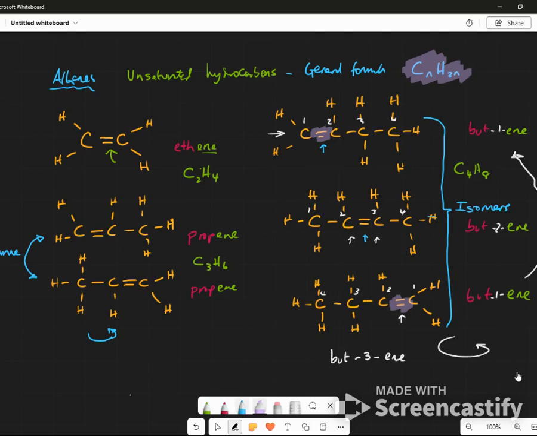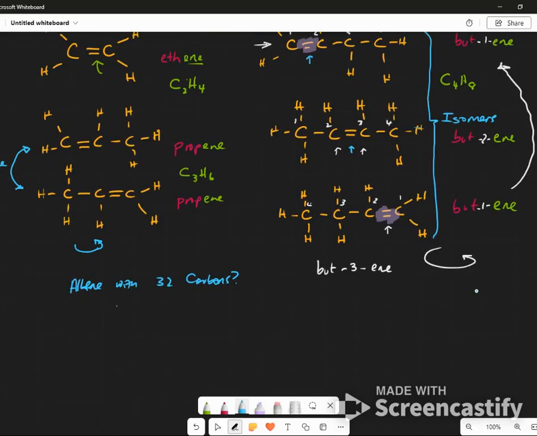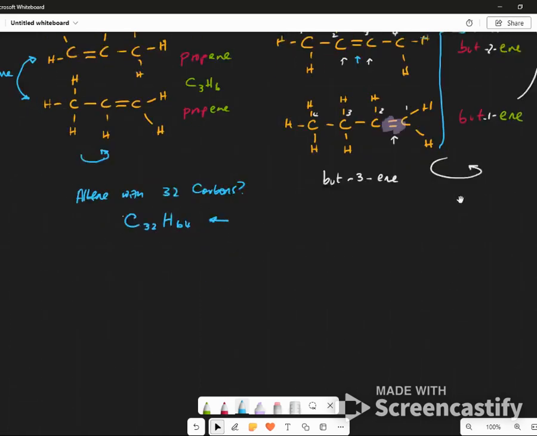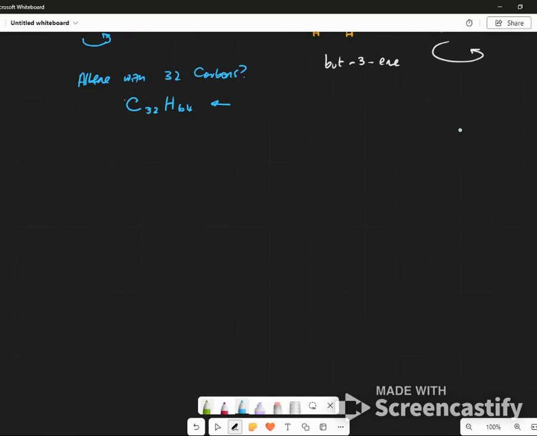So if I asked you, what's the formula of an alkene with 32 carbons? Well, it's very simply C32H, 2 times 32 is 64, and that's it. That's how we do that. Okay, so that's alkenes. And now we've got to look at the chemical properties of alkenes.